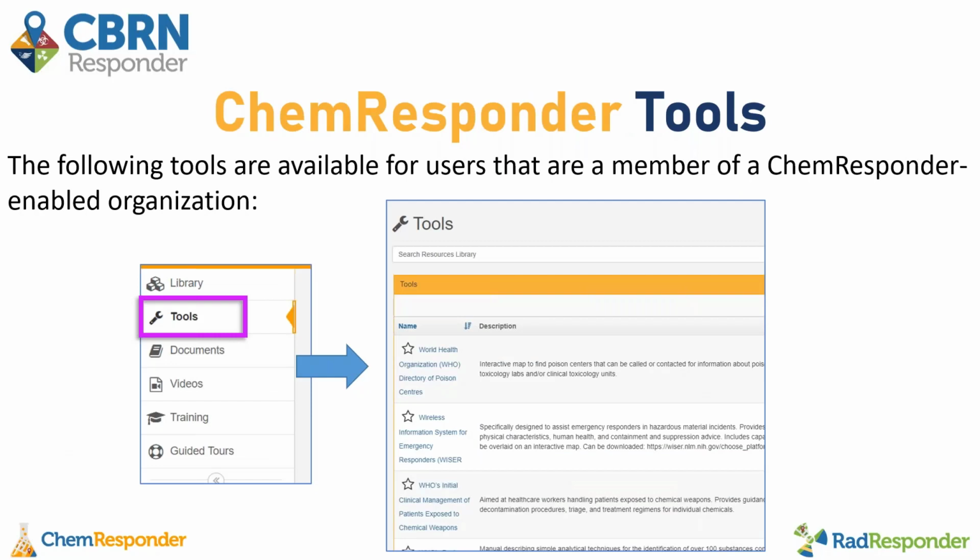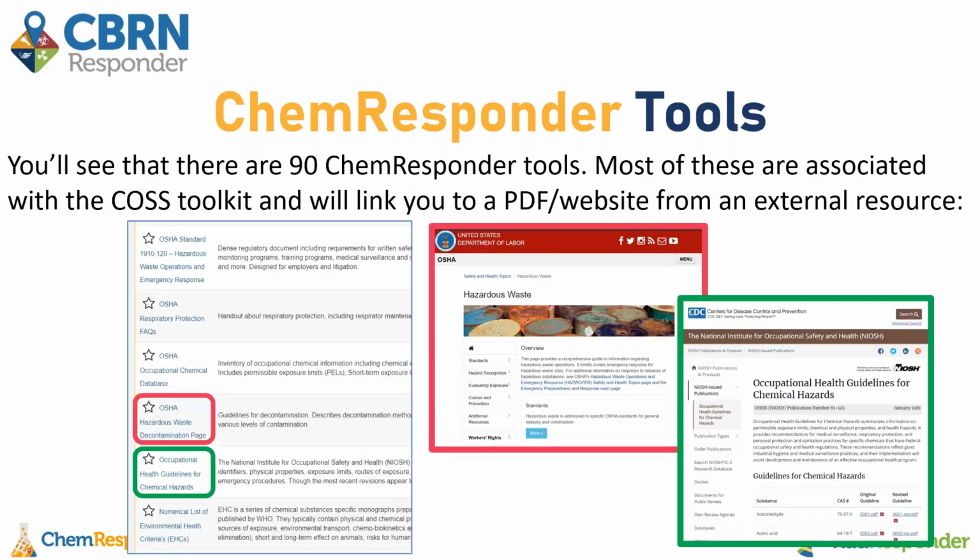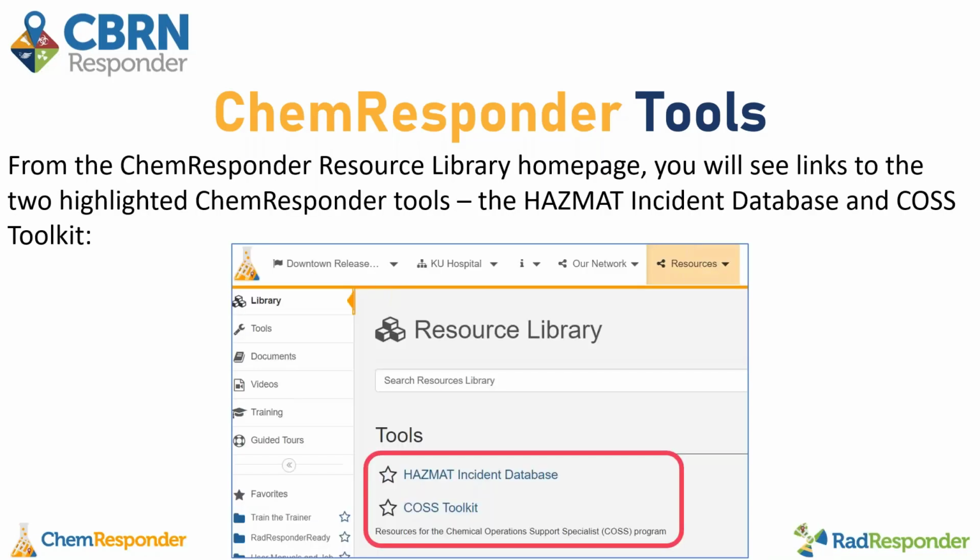Switching gears to the chem hazard, the following tools are available for users that are a member of ChemResponder enabled organizations. You'll see that there are around 90 ChemResponder tools, and that's because most of these are associated with COST Toolkit. From the ChemResponder Resource Library homepage, you will see links to the two highlighted ChemResponder tools, the Hazmat Incident Database and COST Toolkit.